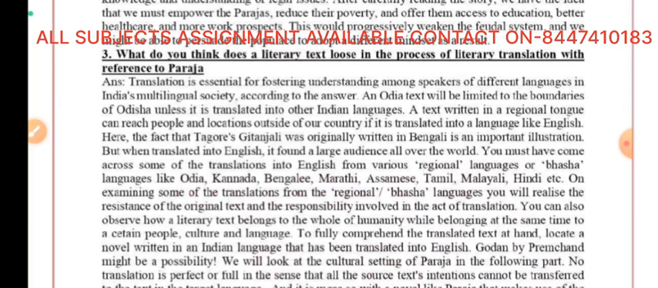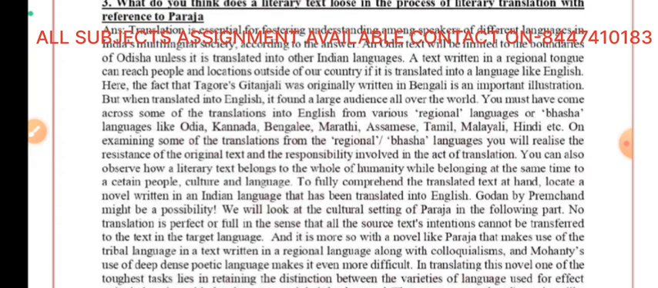Does a literary text lose in the process of literary translation, with reference to Paraja? Let's see. Translation is essential for fostering understanding among speakers of different languages in India's multilingual society. According to the answer, an Odia text will be limited to the boundaries of Odisha unless it is translated into another language. A text written in a regional tongue can reach people and locations outside of our country if it is translated into a language like English.